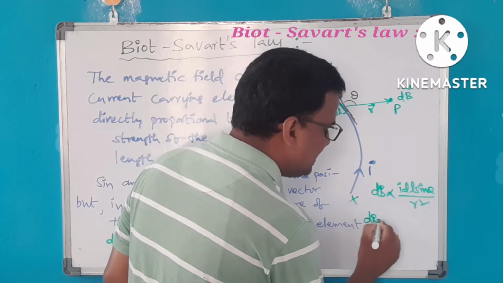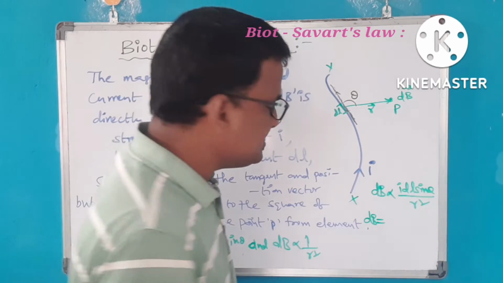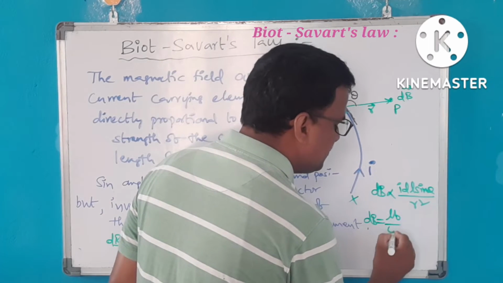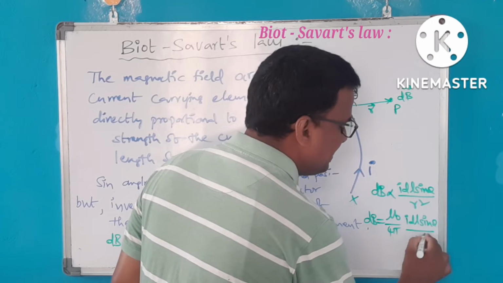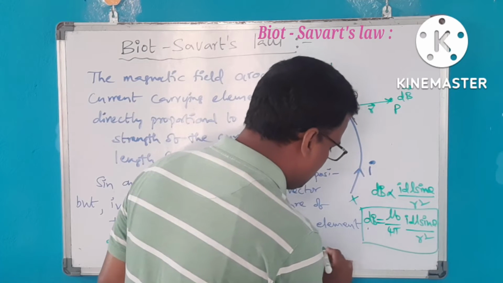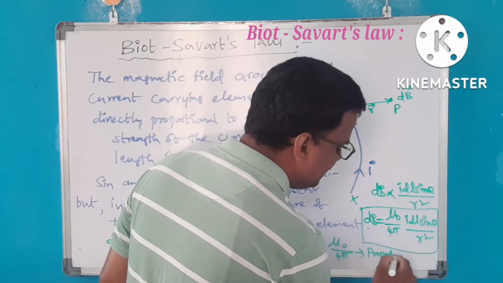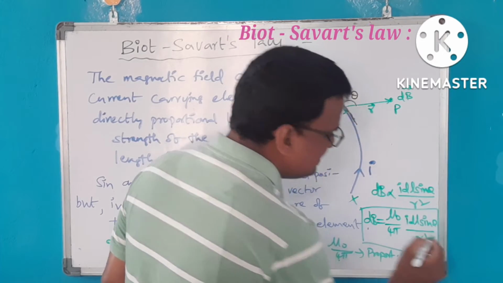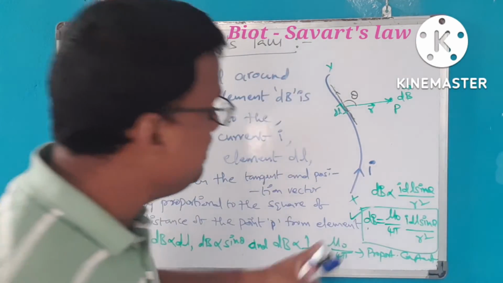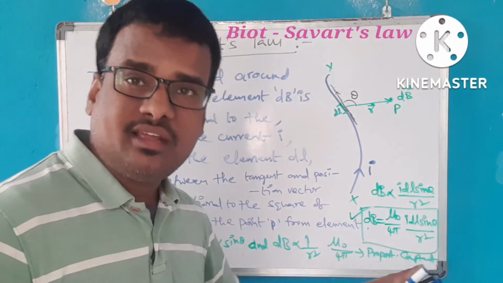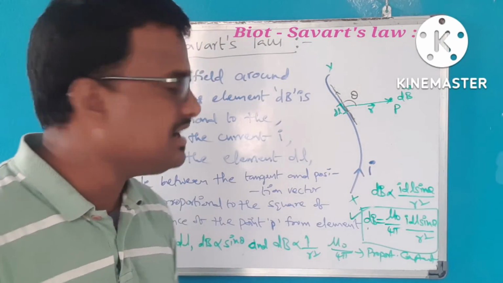Now if we remove the proportionality sign, then we get a proportionality constant, so that is mu naught by 4 pi I dl sin theta by r square, where mu naught by 4 pi is the proportionality constant. So finally, what is the Biot-Savart's equation? dB equals mu naught by 4 pi I dl sin theta by r square. Here mu naught by 4 pi is the proportionality constant.